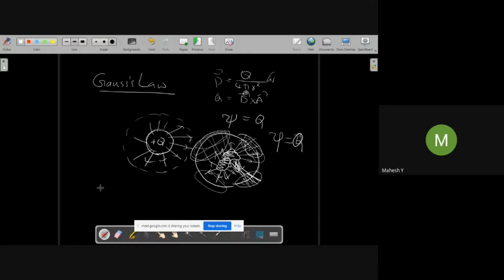This lets Gauss create a law saying that the electric flux passing through any closed surface is equal to the charge enclosed by it.